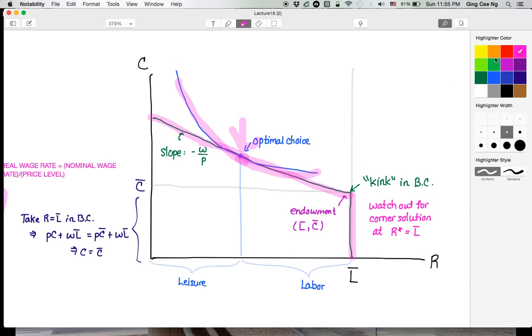If your optimum ends up being here at this kink, that's going to be called a corner solution. Watch out. All right, so let me just take a step back and explain this graph.